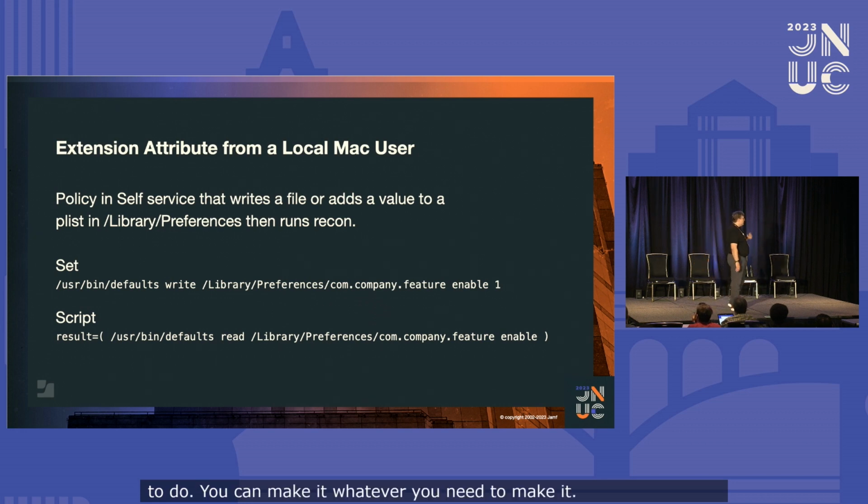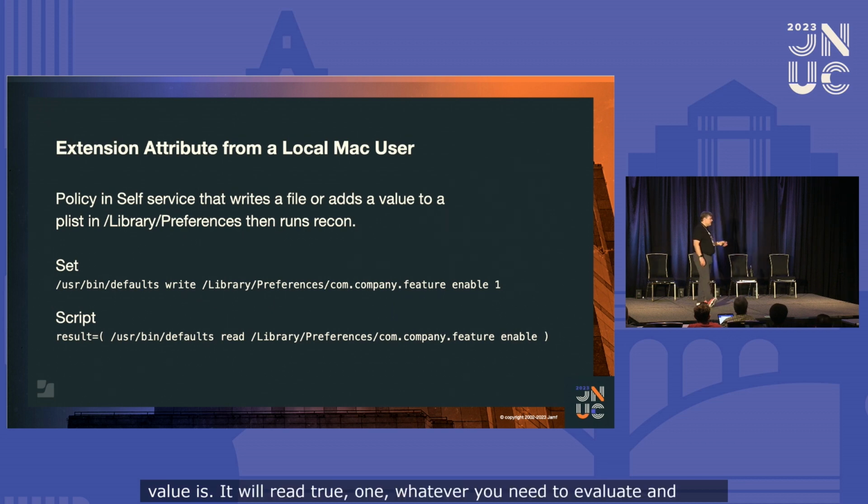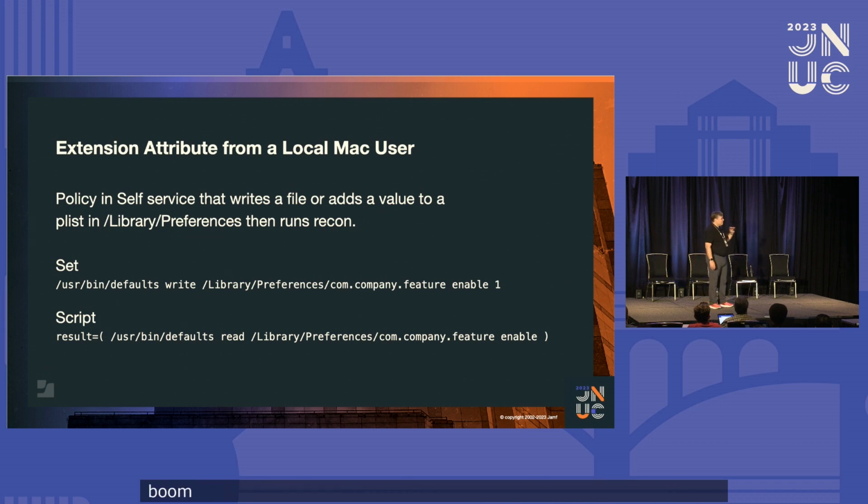And then in your script that you're making for your extension attribute, where you would evaluate that, you're going to make that result variable user bin defaults read and check what that enable value is. It'll read true, 1, however you're going to evaluate what you're going to make, and then boom, they're into that extension attribute value, and whatever scope you've defined, if you then give them policies that they needed, licensed software, whatever it is, there you go.